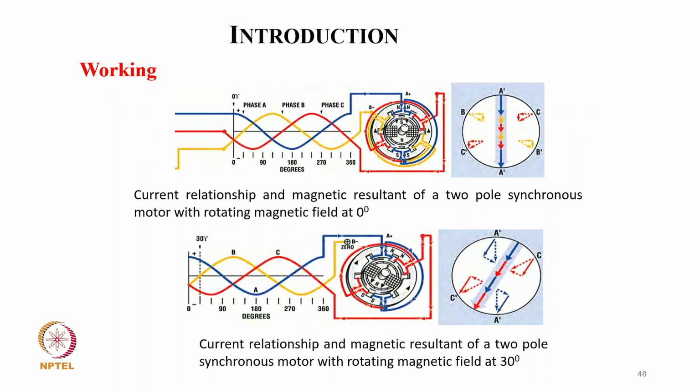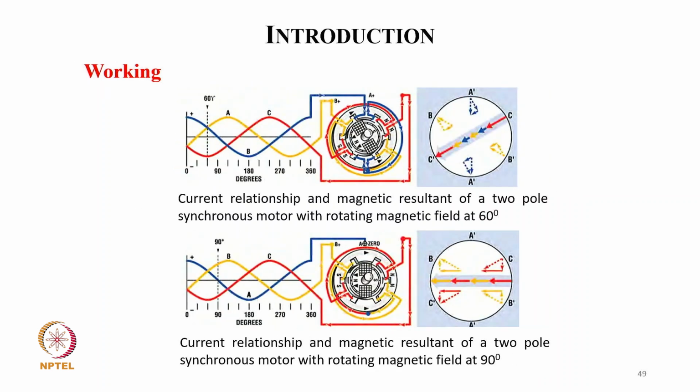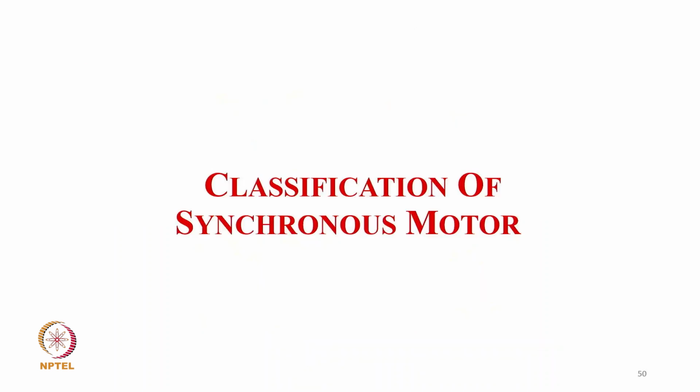Current relation with the magnetic field of the two poles rotating: the current relation with the rotating magnetic field of the two poles at 30 degrees. You can see with the applied voltage and current how it typically shifts or moves at different angles, like a 60 degree angle, 90 degree angle.